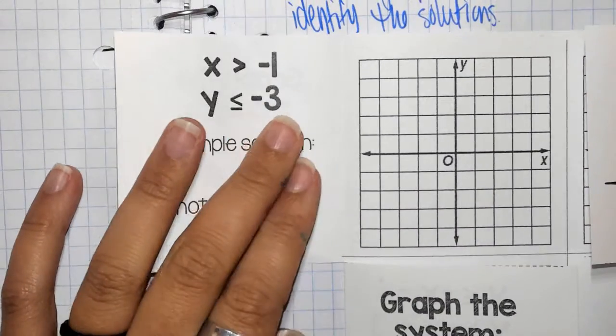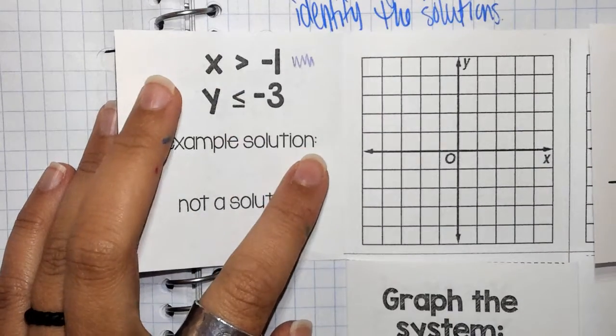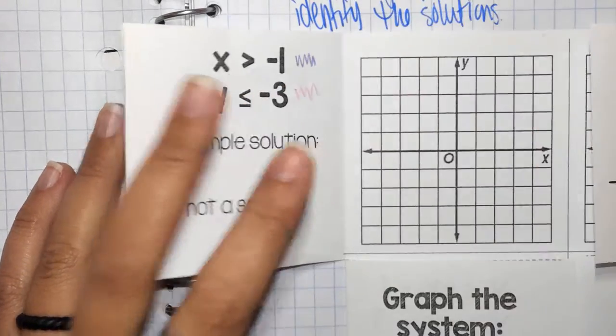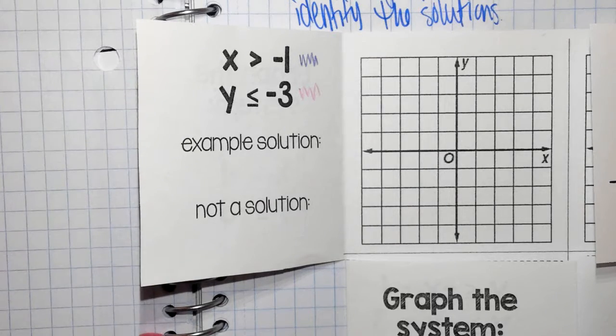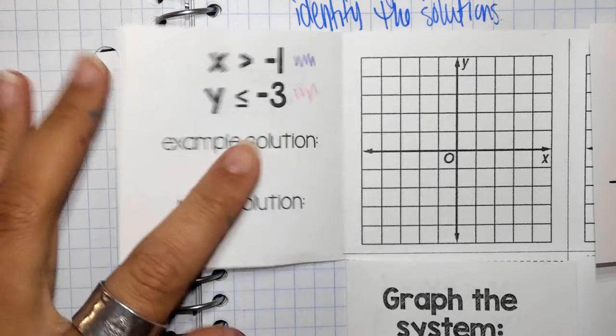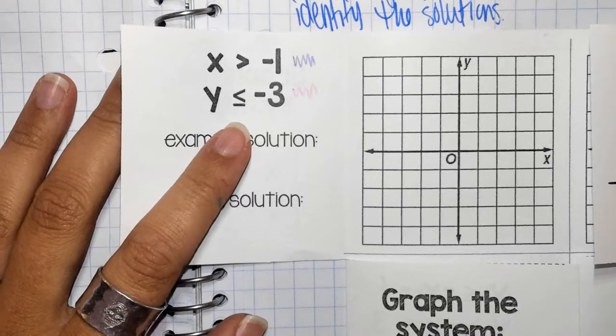Now, what I want you to do is take one colored pencil and put the mark beside the first one. Your second colored pencil, put the mark beside the second one. We're going to use those colors to shade so that we know what color goes with what line.